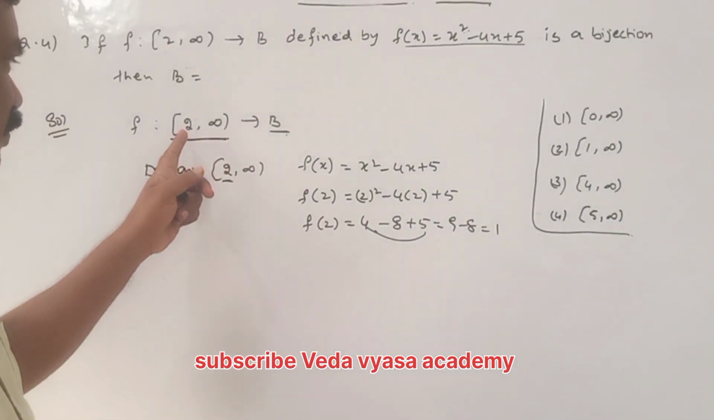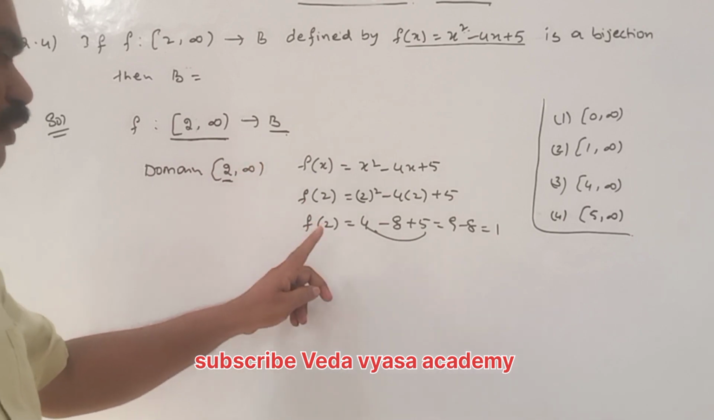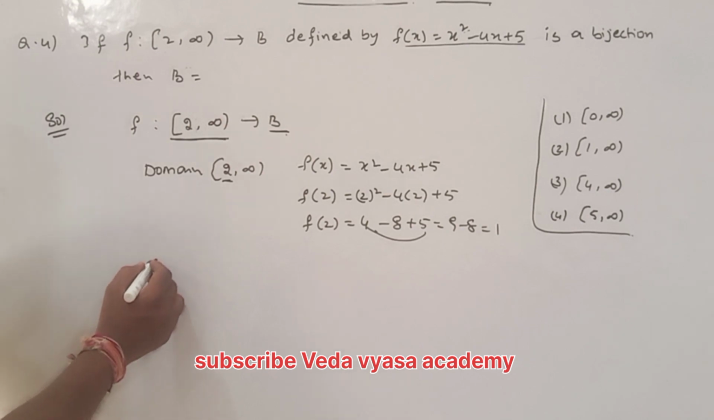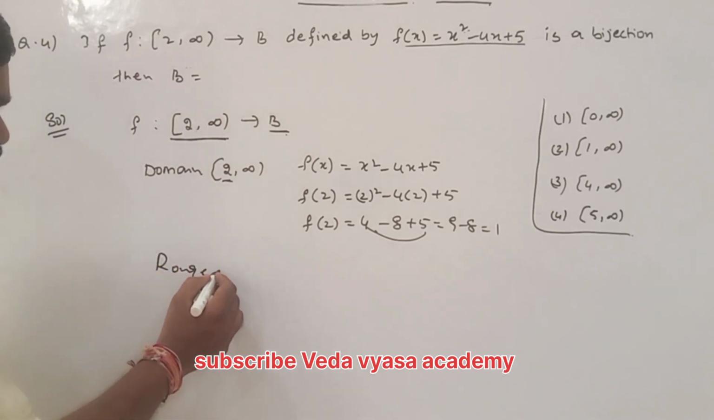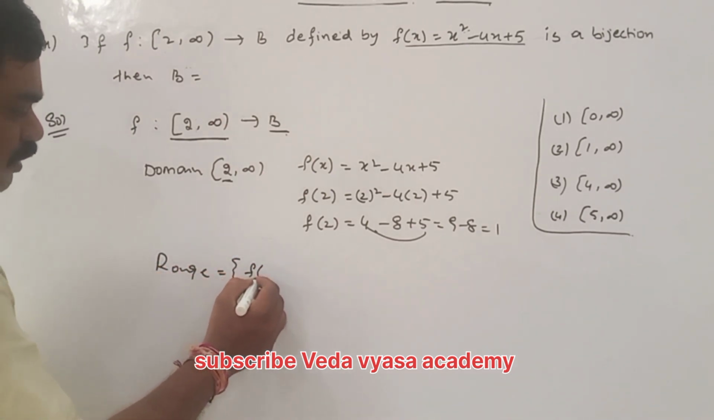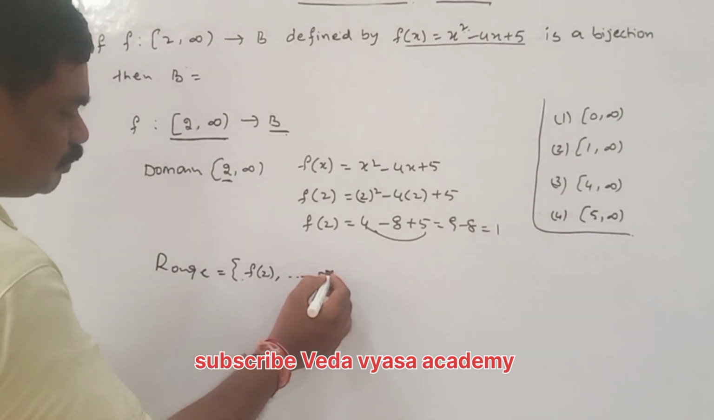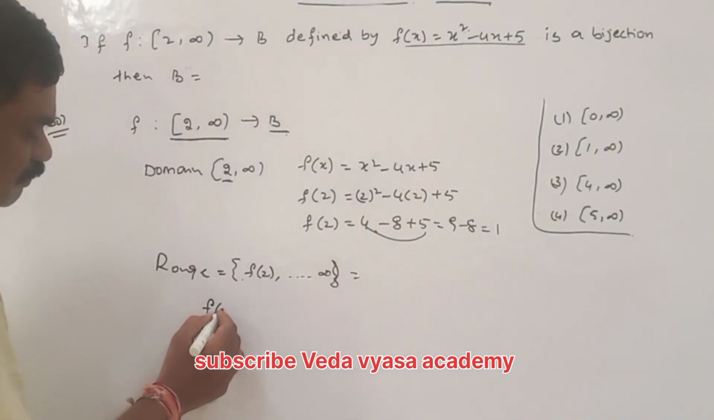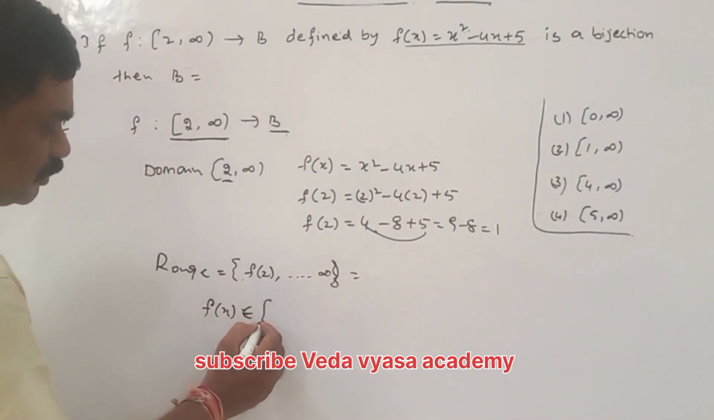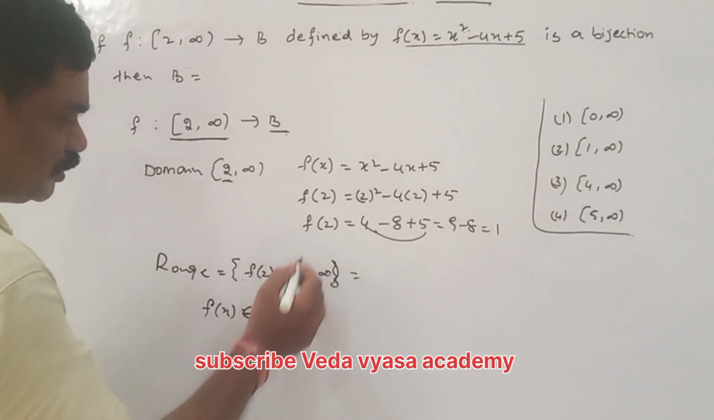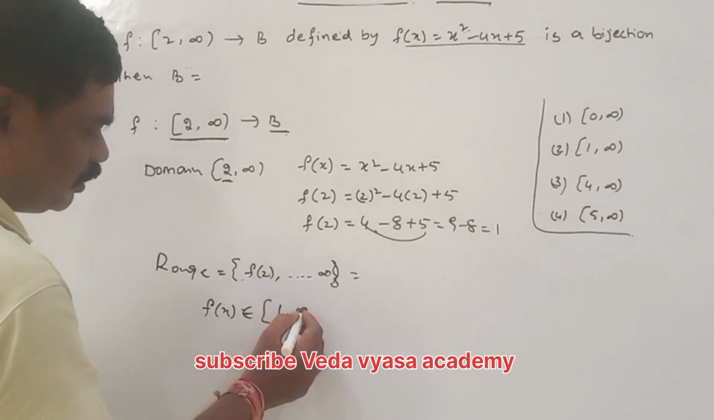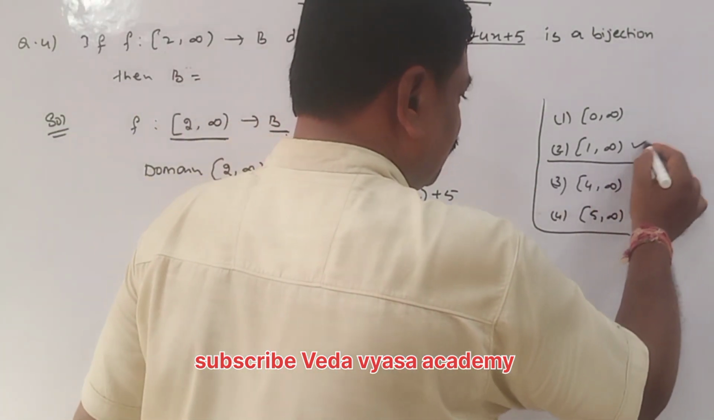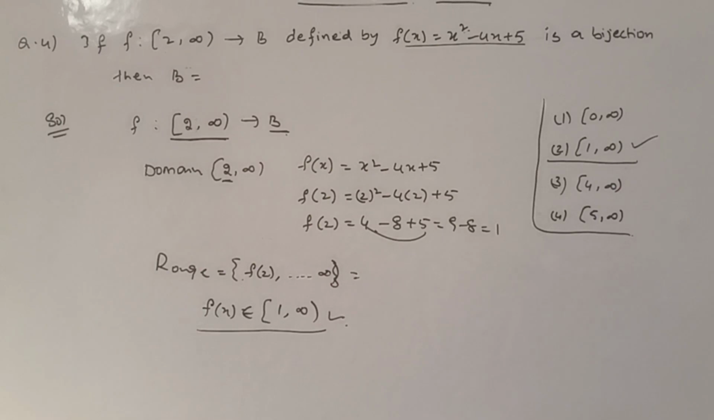The f of 2 is equal to 1. Here x takes values up to infinity, so the range value is also up to infinity. So what is the range? Range is equal to the set of f of 2, and so on up to infinity, which is the range of f of x for x belonging to the closed interval, that is [1, infinity). So option 2 is the answer. Okay, all of you, that's all.